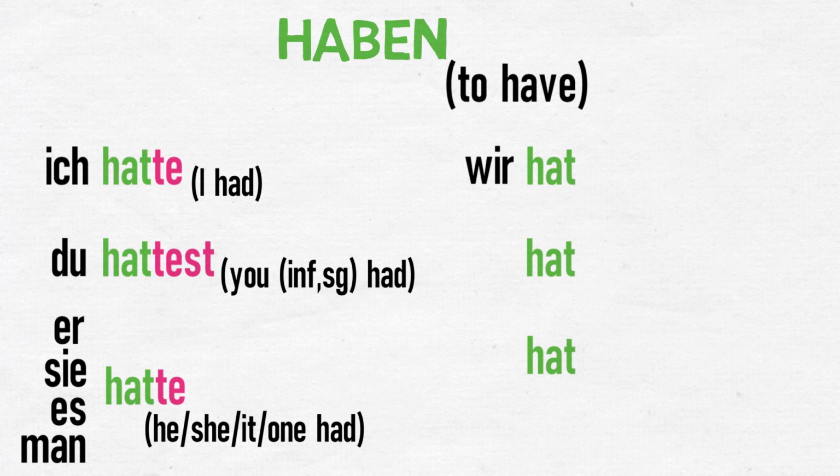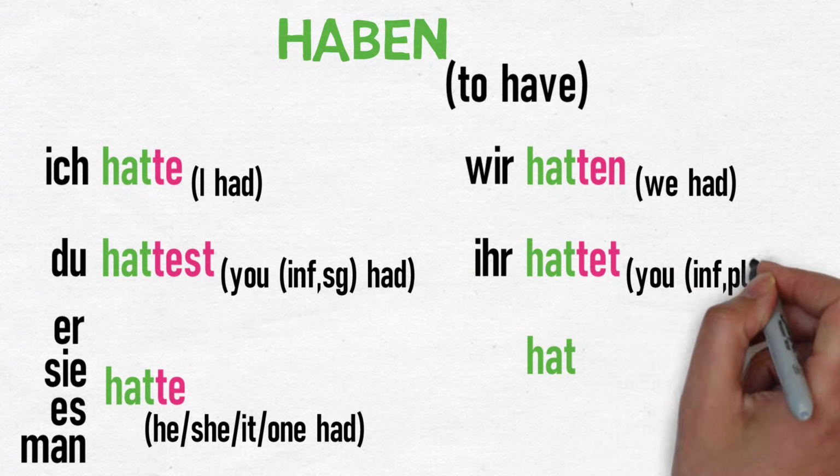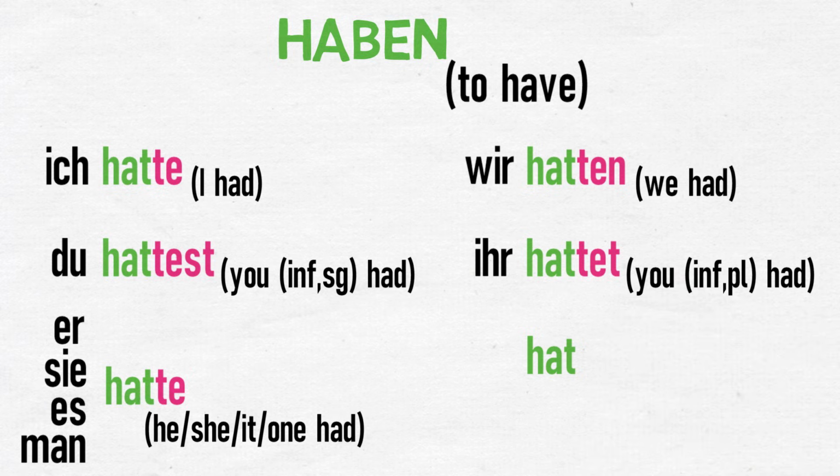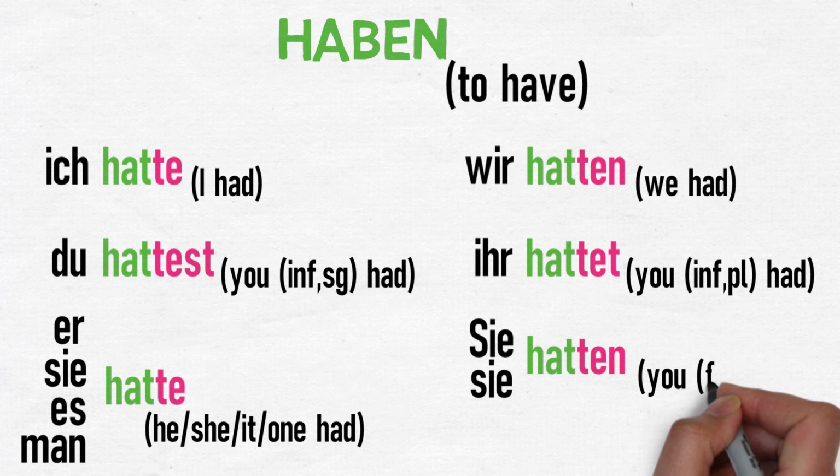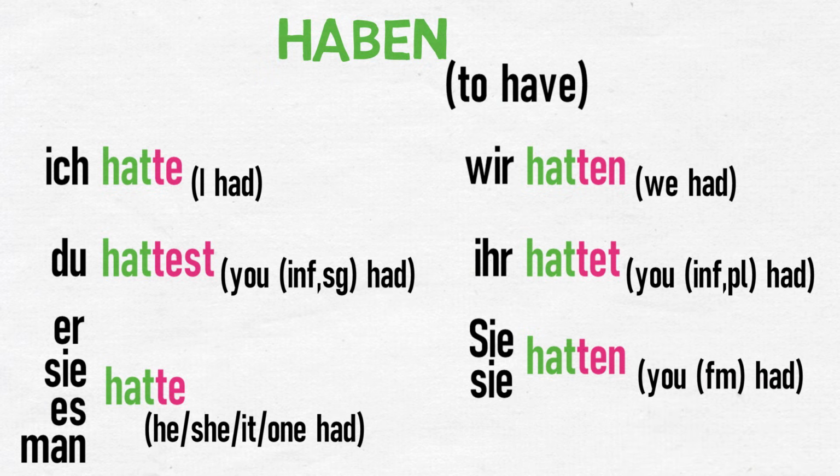For wir, we add ten, wir hatten, we had. For ihr, add tet, ihr hattet, you had in an informal plural sense. And for Sie and sie, we copy what we did for wir, which is always the case. So we add ten. Sie hatten, you had in a formal sense, and sie hatten, they had.